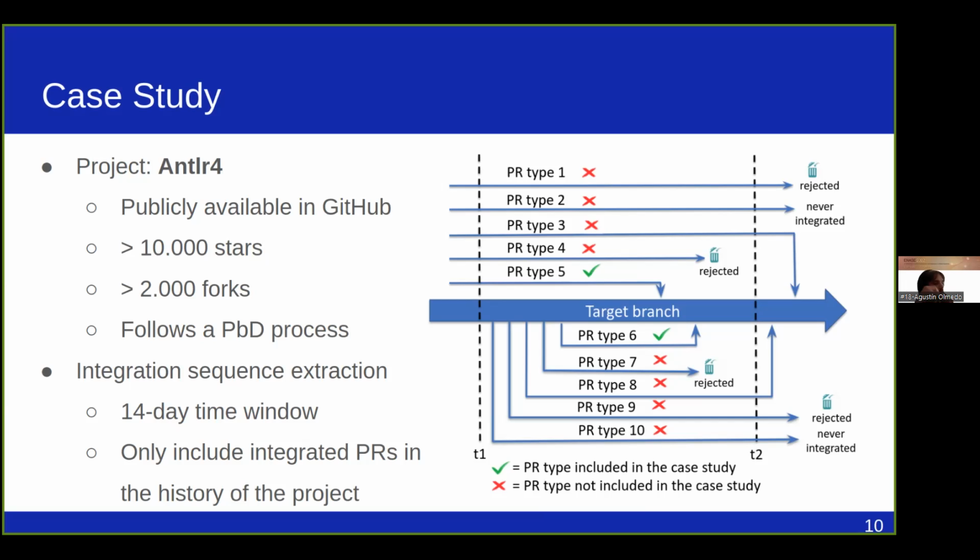We extract the integration sequences from the project history by extracting the integrated pull requests within a 14-day time window. The figure shows all the possibilities according to the pull request lifecycle for a time window. We obtain an integration sequence by extracting integrated pull requests within the time window, which in the figure correspond to pull request types 5 and 6, and then sort these pull requests by their integration timestamp. This sequence is the historical integration sequence.